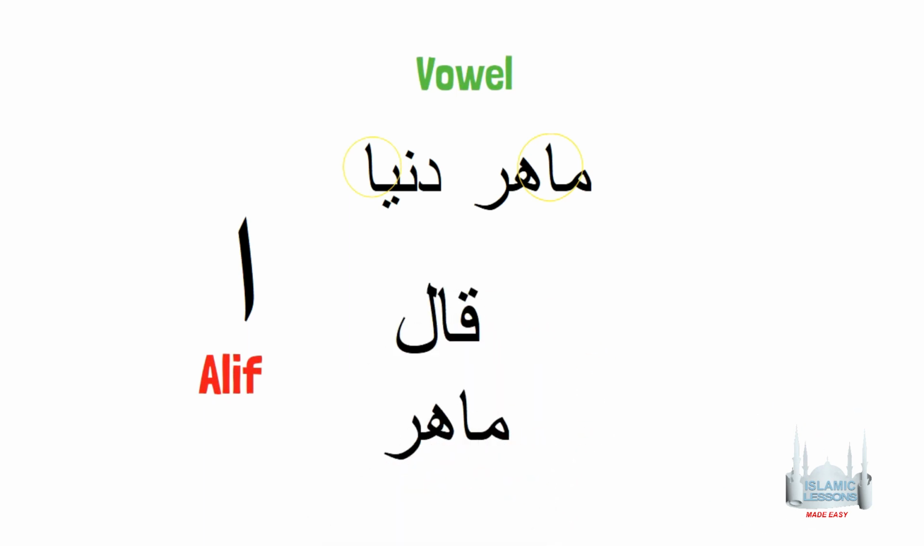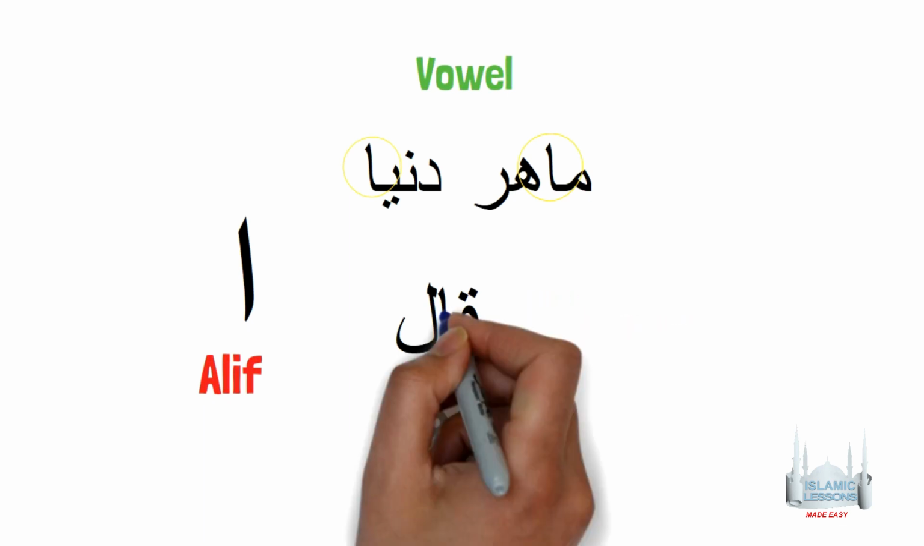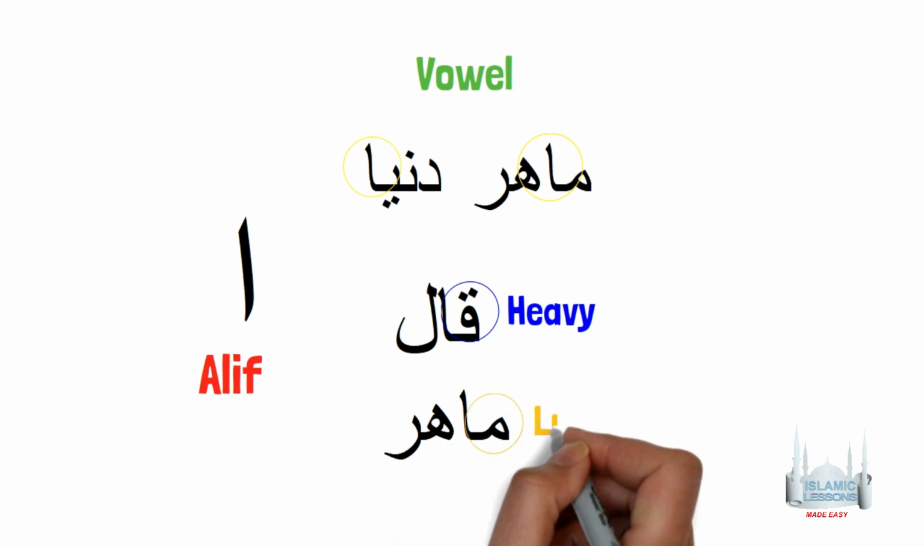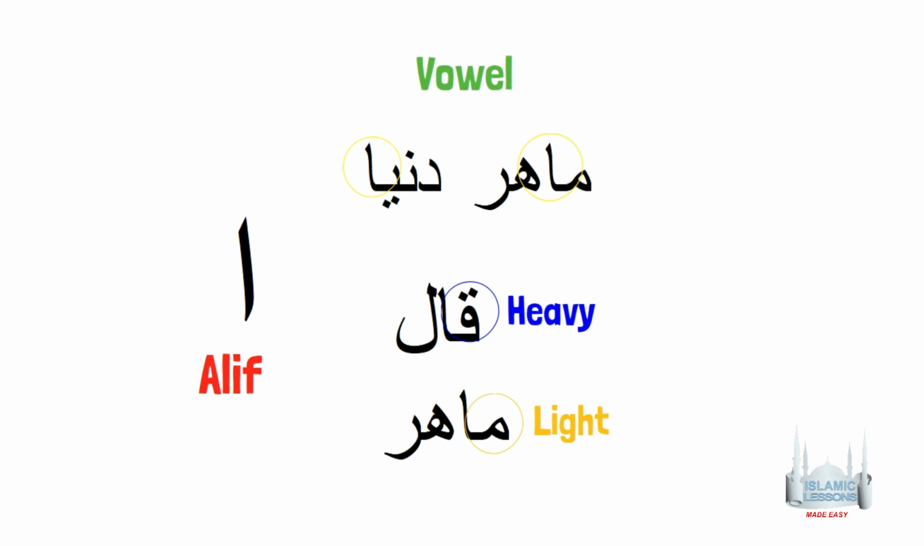So if the letter before it is a heavy letter, the alif will have a heavy sound. For example, we say the word qala. The qaf is a heavy letter. The alif also becomes heavy. It will make an ah sound. Qala. If the letter before the vowel alif is a light letter, the alif will also be light.